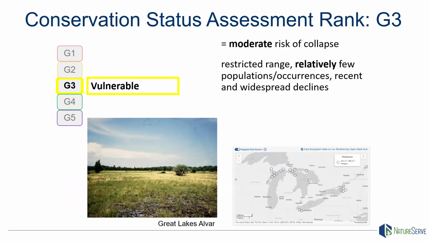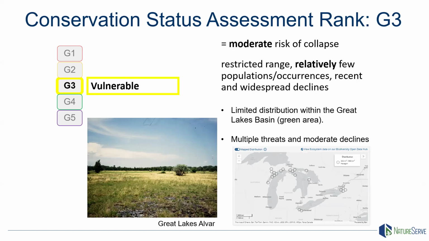For G3, or vulnerable, we're going to first look at an ecosystem type, the Great Lakes alvar. The Great Lakes alvar is an open grassland or shrubland with very shallow soils on glacially scraped limestone or dolostone bedrock. It has a restricted range within the Great Lakes Basin and multiple threats, including cattle grazing, quarry development, invasive plants, and vehicle disturbances to the soil. Declines in this ecosystem are moderate, about 30% over the past 50 years.